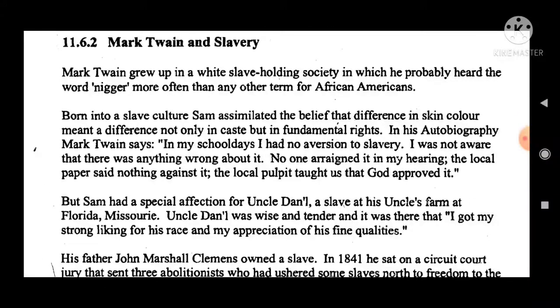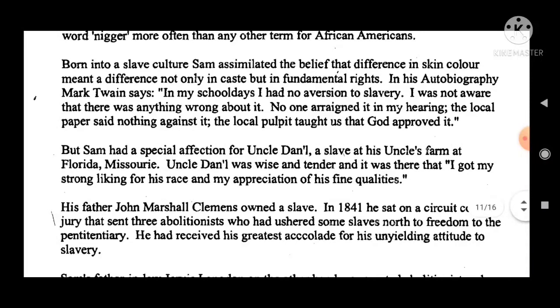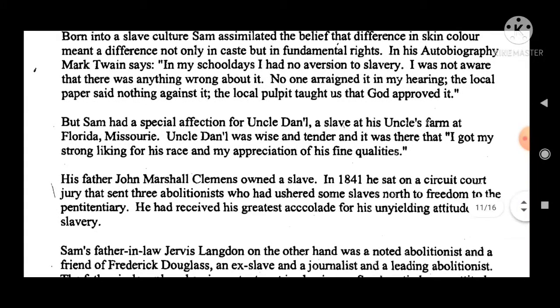Then Mark Twain and slavery. Mark Twain grew up in a white slave holding society in which he probably heard the word nigger more often than any other term for African Americans. Born into a slave culture, Sam assimilated the belief that difference in skin color meant a difference not only in caste but in fundamental rights. In his autobiography, Mark Twain says, "In my school days, I had no aversion to slavery. I was not aware that there was anything wrong about it. No one arraigned it in my hearing."